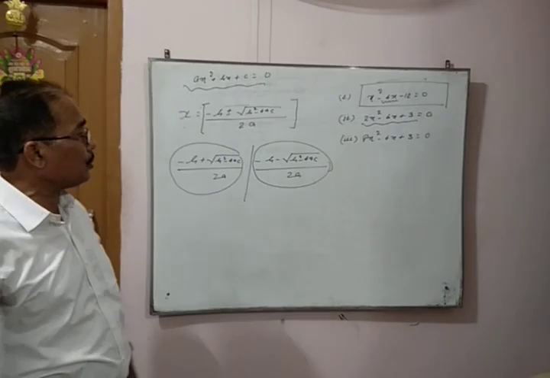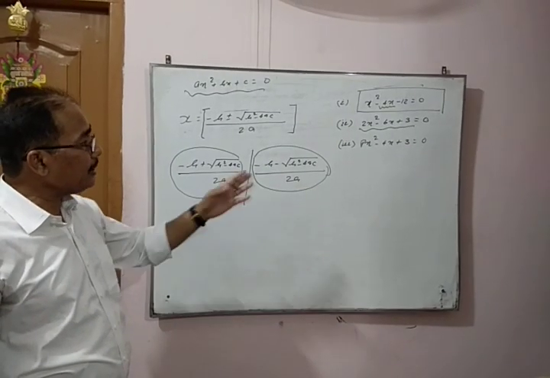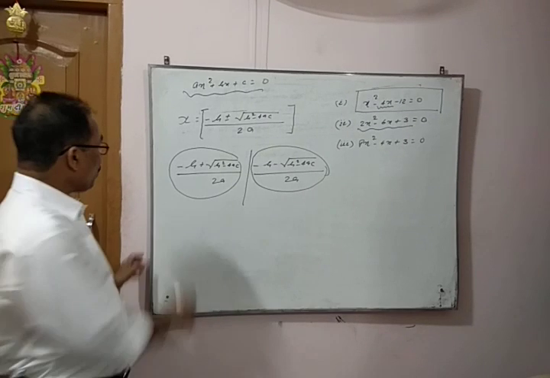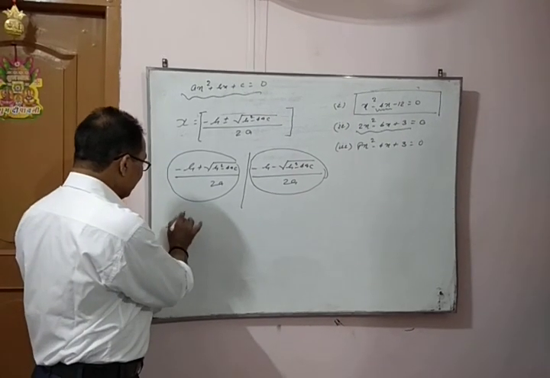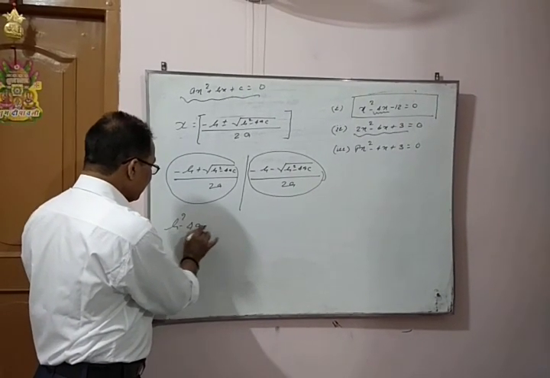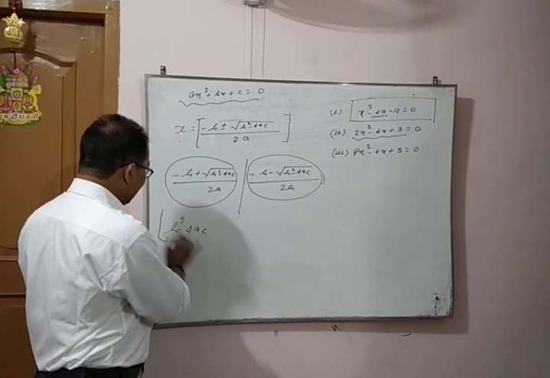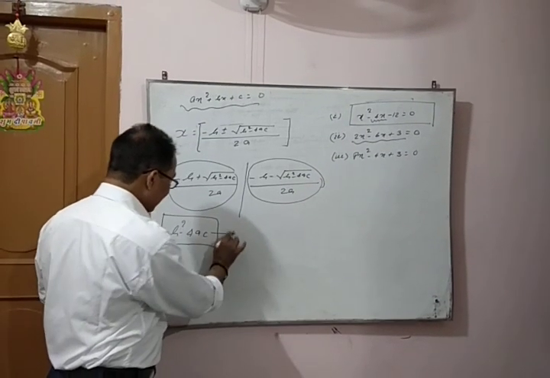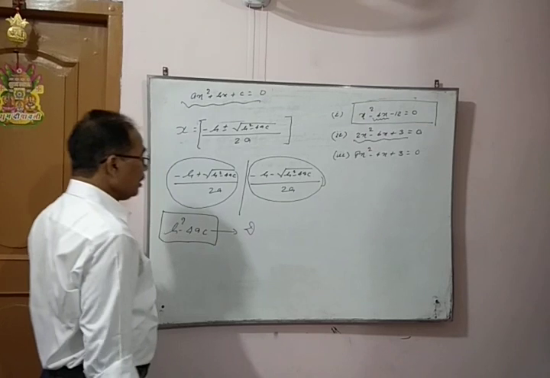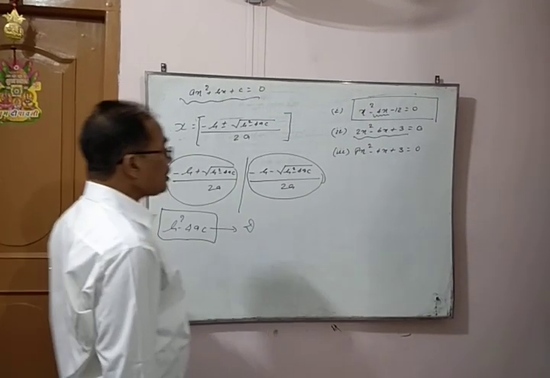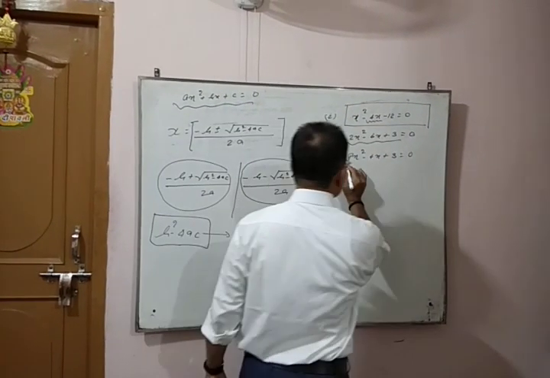Another type of question is related to the discriminant. b square minus 4ac is known as the discriminant, and symbolically this is indicated by capital D. So questions will be given to you like this.